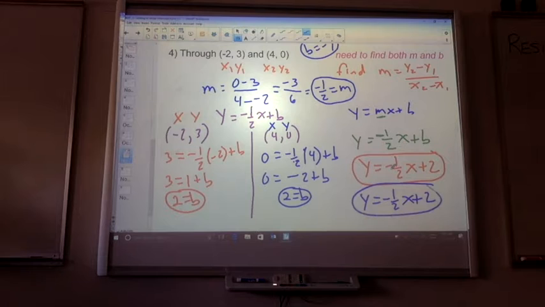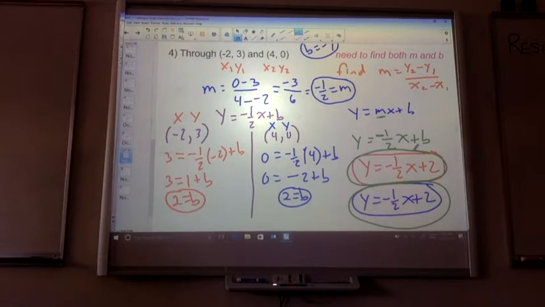And I will tell you that this equation here and this equation here are completely different. Are they not? No, they're the same. So you do it either way.